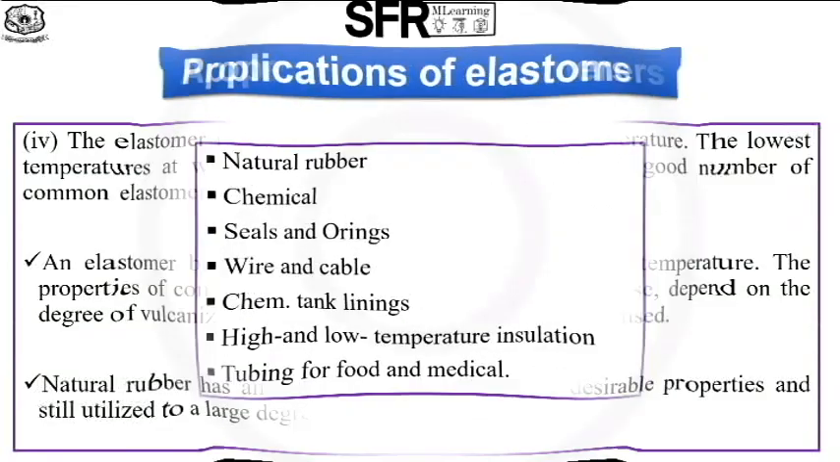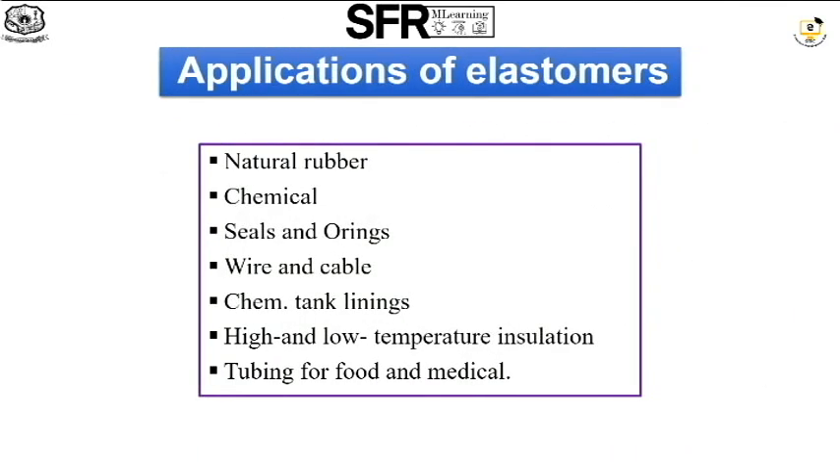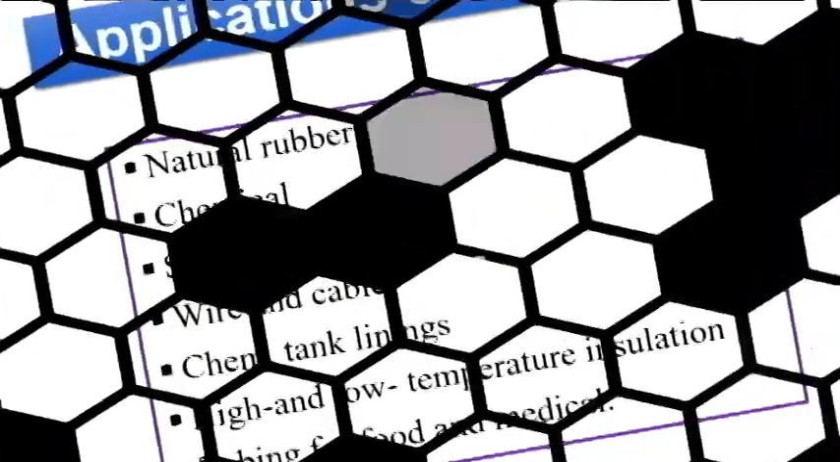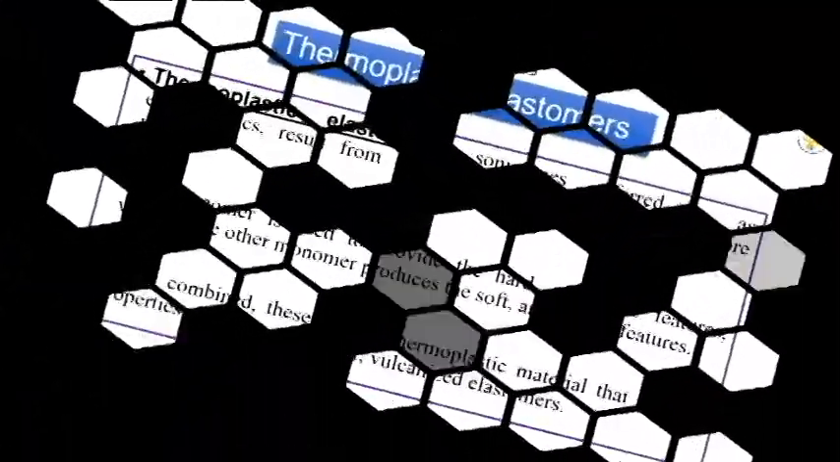Next, we will see about applications of elastomers. Elastomers are used in natural rubber, chemical seals and O-rings, wire and cable, chemical tank linings, high and low temperature insulation, and also tubing for food and in the medical field. Okay. Next, we will see about thermoplastic elastomers.